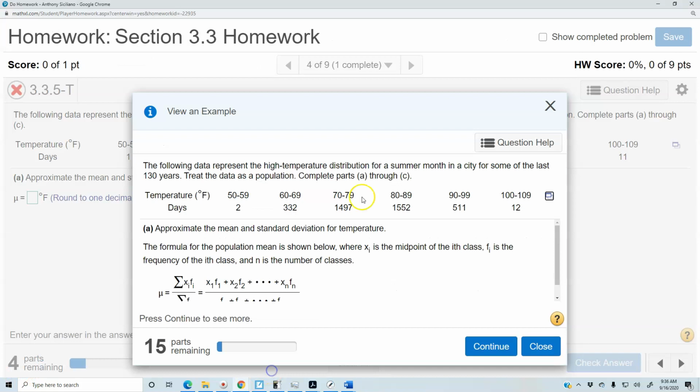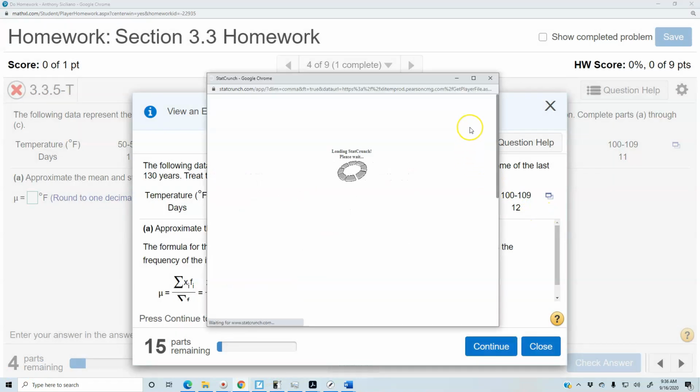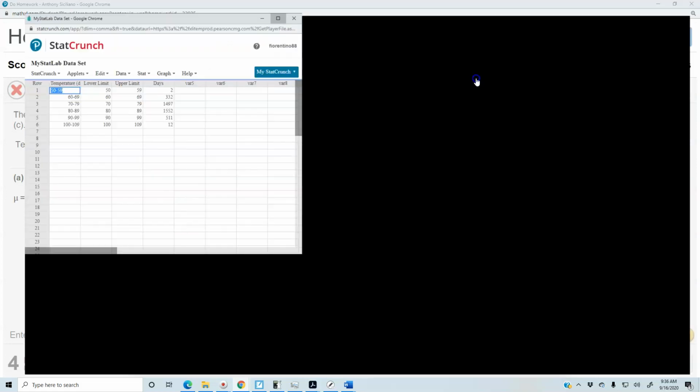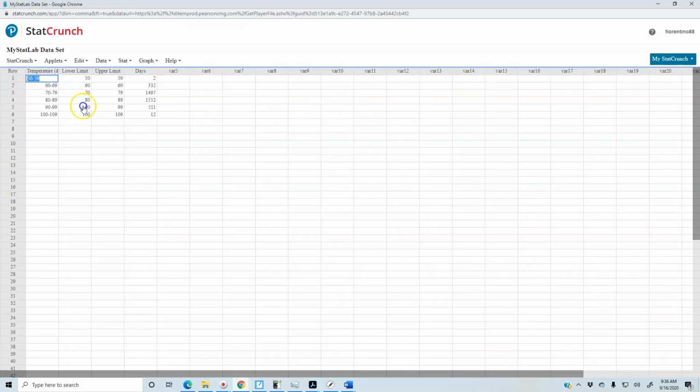So let's pull up the data in StatCrunch. So we have our data. We're going to open up in StatCrunch. Okay, I do want to point out here, you have these 4 columns. We have our temperature, which is the classes. We have our lower limit, we have our upper limit, and then we have our days. Now this is the frequency, but this isn't the entire data. This is the summary of all the data.